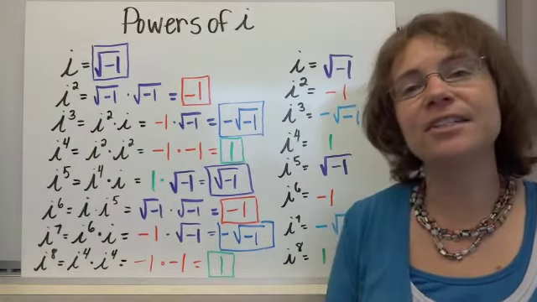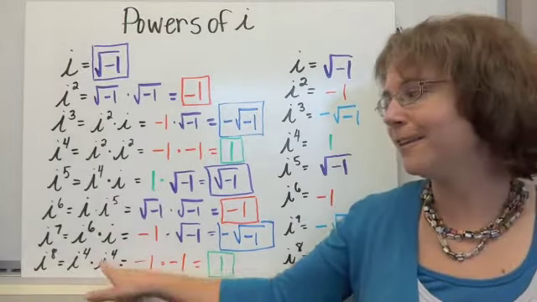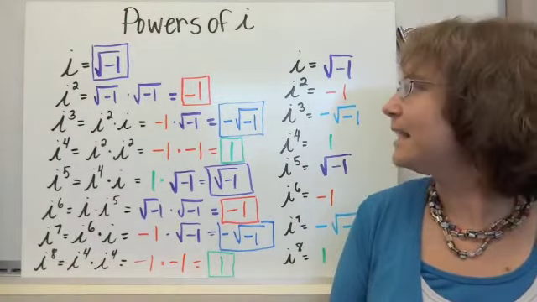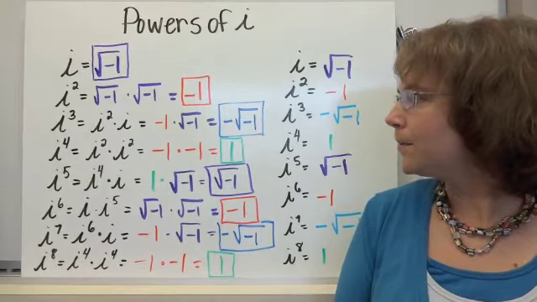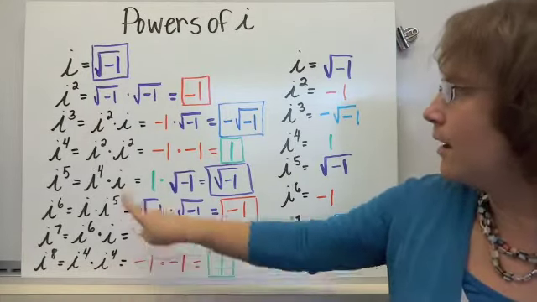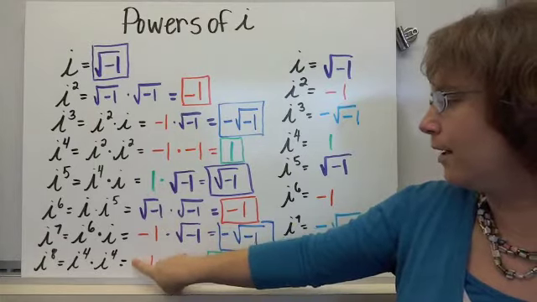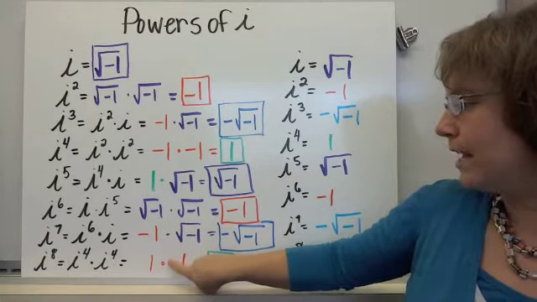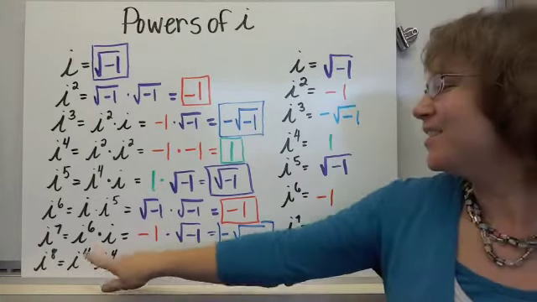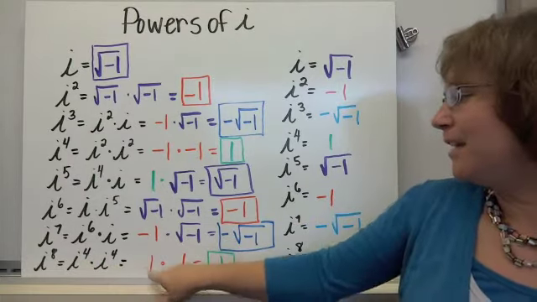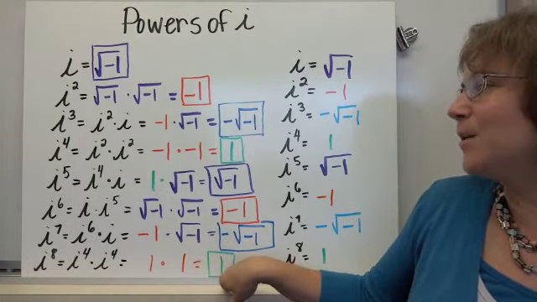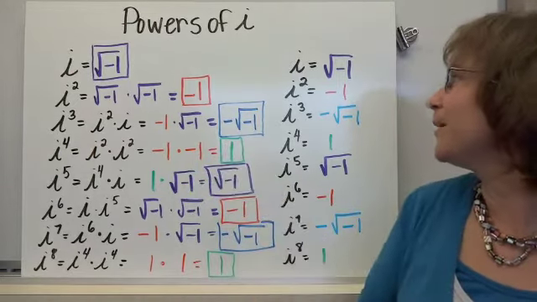i to the eighth, I wrote as i to the fourth times i to the fourth. I really like i to the fourth because it is a -1. Oops, I did that wrong. i to the fourth is not a -1, it is a 1. That's why I like i to the fourth. So i to the fourth times i to the fourth is 1 times 1, which is equal to 1. So i to the fourth is 1 right here.